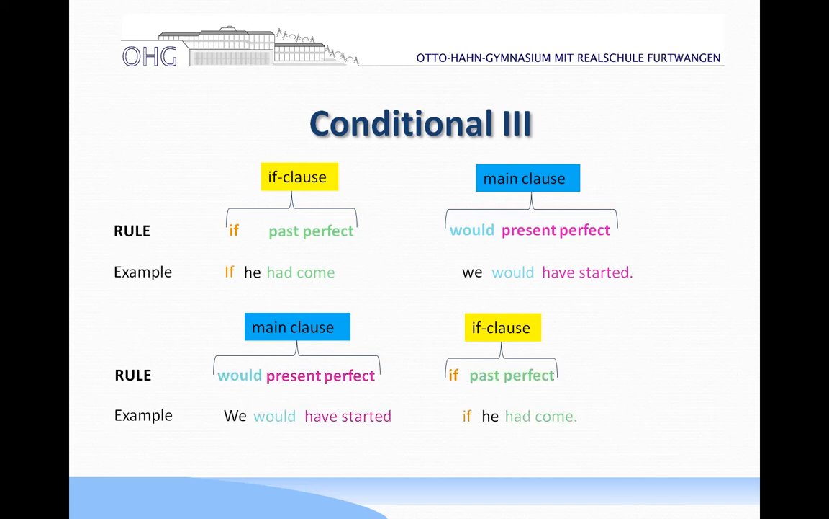Now, did it happen? Could it happen? It did not happen. It could have, but it did not. So again, there's a big difference in meaning to conditional 1 and 2.